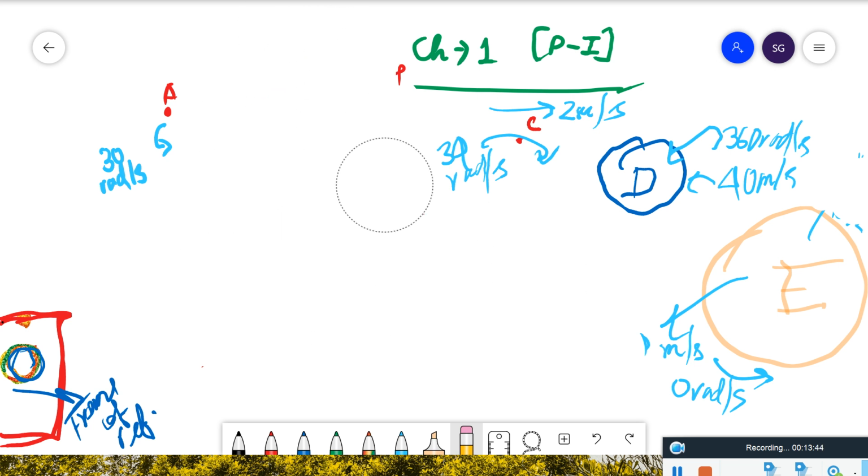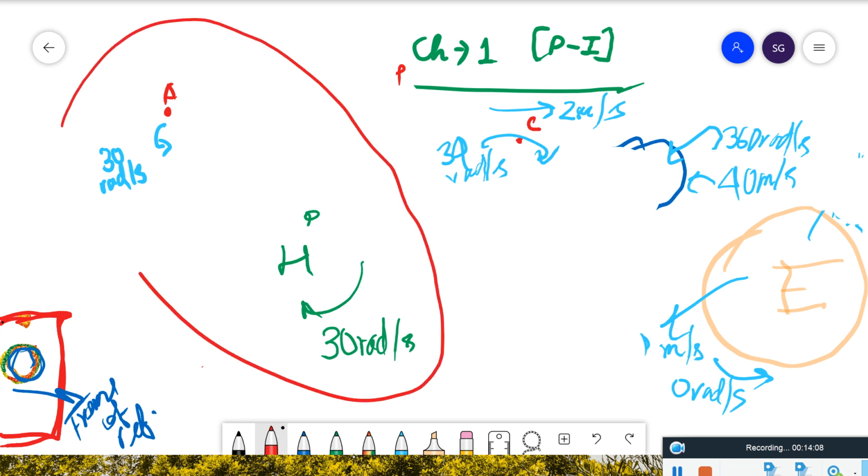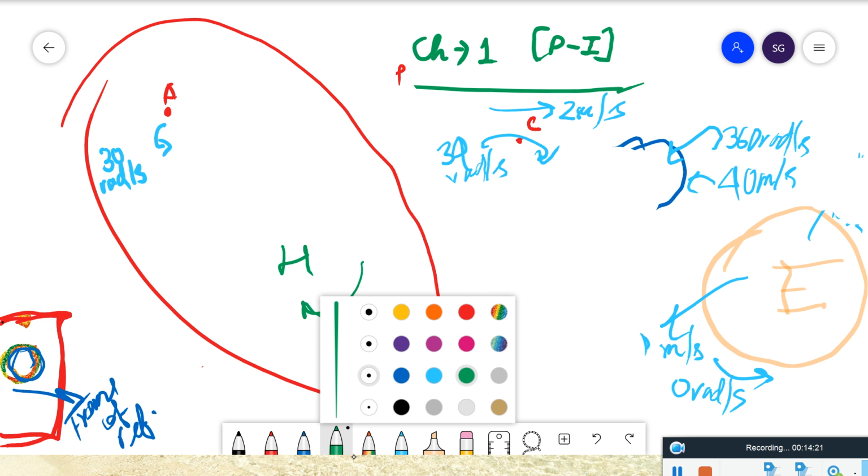The linear velocity I have talked enough about. Now let's consider any object H which is moving 30 radians per second. Now just focus, forget everything, and focus on these two objects, A and H. These are the two objects, A and H.